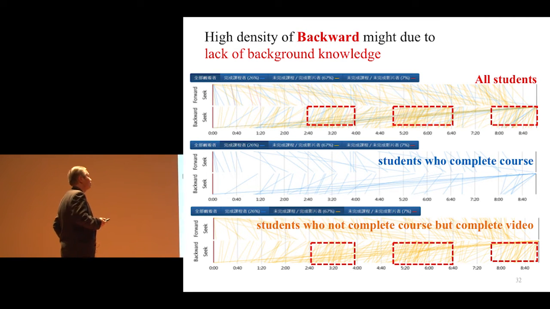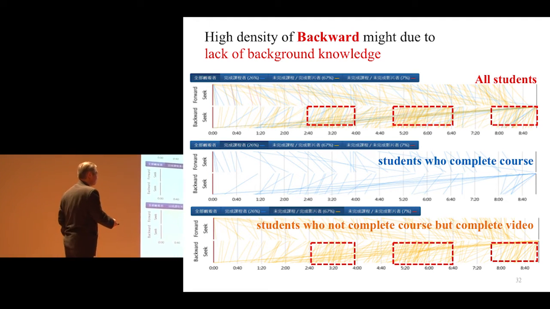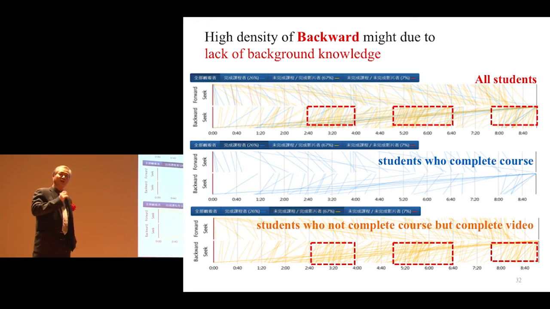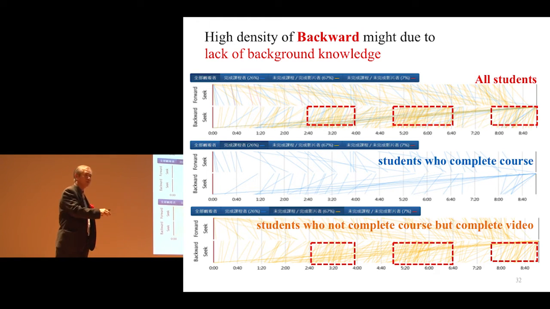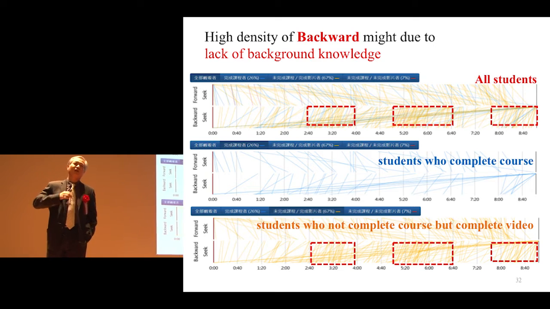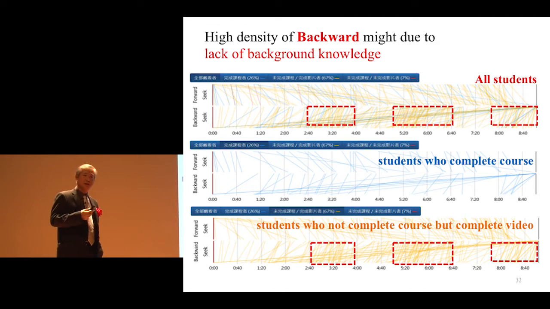Take another example, where the 3 areas of backward are mainly caused by students who do not complete the course. So instructors know the students who do not complete the course probably struggle here. So we can identify those students and identify the particular areas, and try to provide timely intervention in order to improve the completion rate.